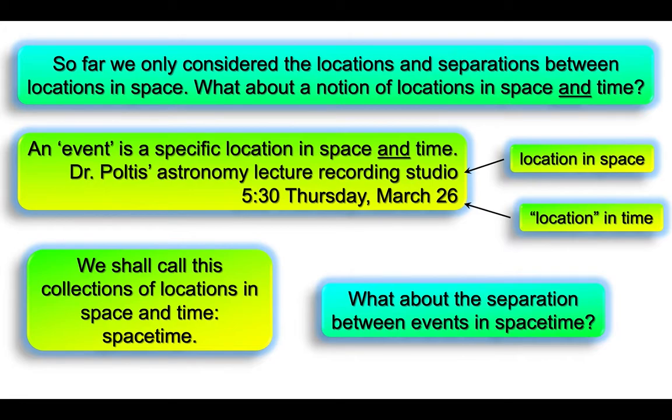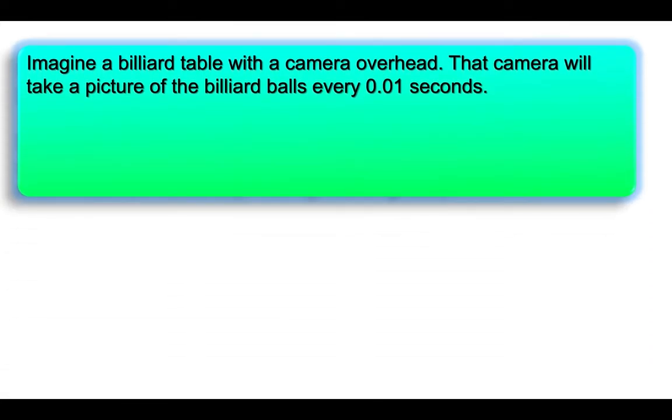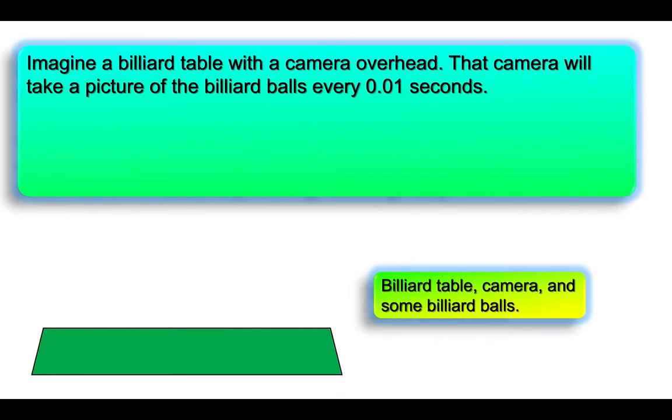So if we want, we could talk about the separation between events in space-time, separation between different locations in space and time. So as a first example, let's consider we have a billiard table. We'll have a camera overhead above that billiard table, and that camera is going to take pictures in very rapid succession. So that camera will take pictures of where the billiard balls are every 1/100th of a second. So here's my billiard table. I'm going to put some balls on the table and have a camera overhead.